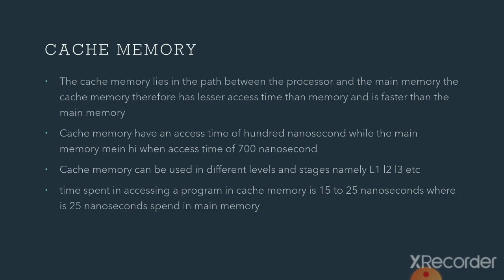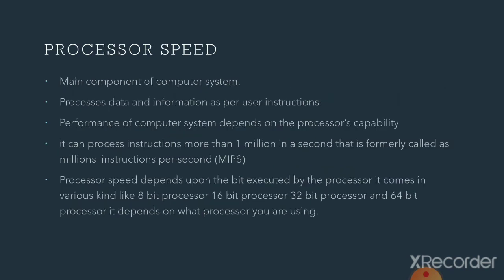So cache memory has an access time of 100 nanoseconds while the main memory has 700 nanoseconds. So you can see the difference. Your cache memory can be accessed within 100 nanoseconds, but main memory requires 700, so it is 7 times faster. So cache memory is very important to increase the speed of your processing.